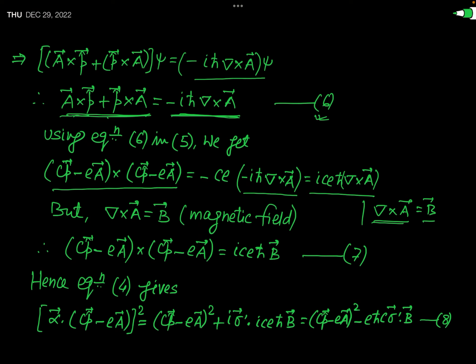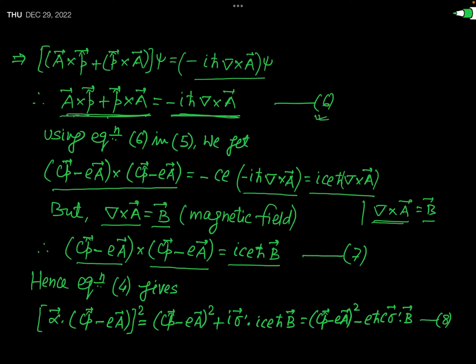That is, del cross A, curl of A, is equal to B, and that's why we say that this A is the generator potential of the magnetic field. Because curl of A is equal to magnetic field B, this potential A is called the generator potential of magnetic field. So in place of del cross A in this result, we can substitute B, where B is the magnetic field. Substituting this value, your result is (Cp minus eA) cross (Cp minus eA), which is equal to i c e h bar B.